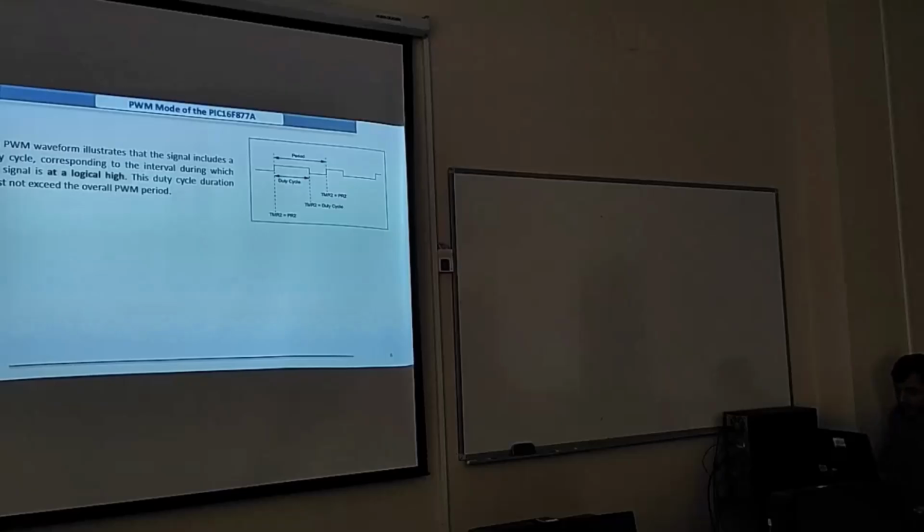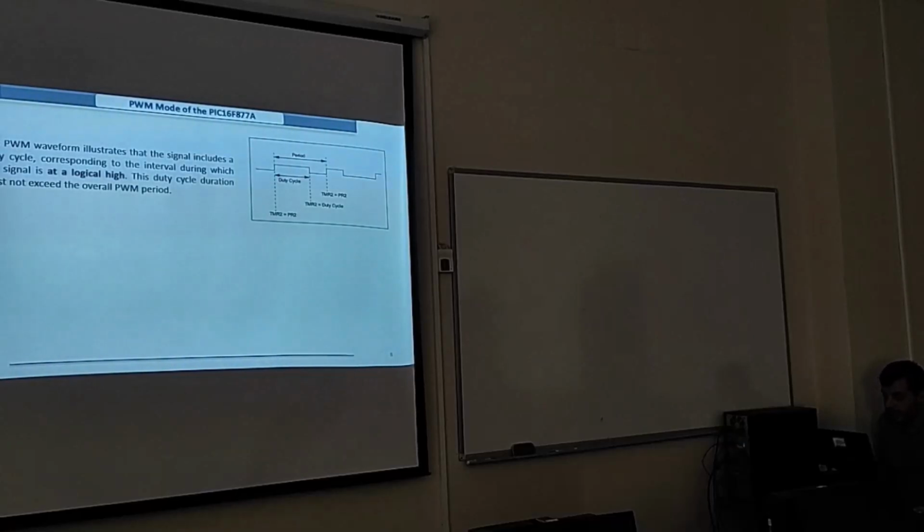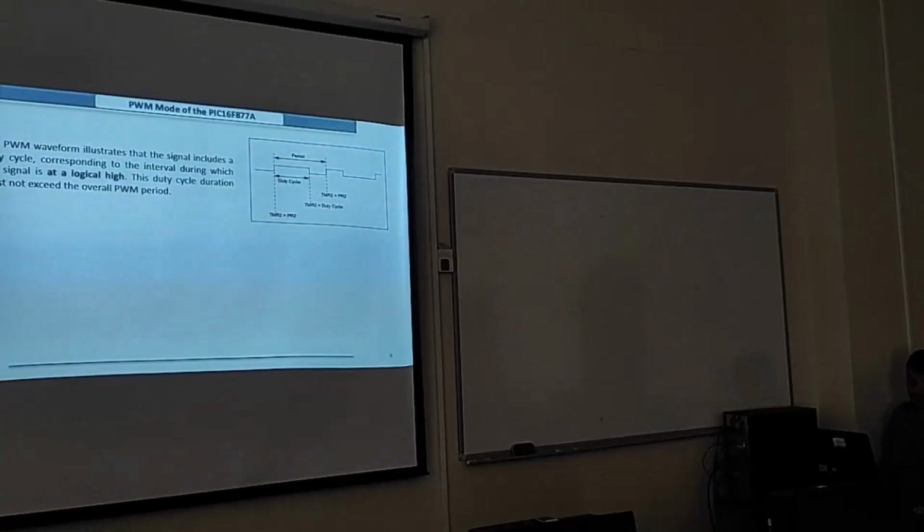In this slide, this waveform shows the PWM signal. The most important concept here is the duty cycle. The duty cycle is the ratio of the time the signal stays high to the total period. When the duty cycle increases, the motor rotates faster, and when it decreases, the motor slows down. In this way, precise speed and position control can be achieved.